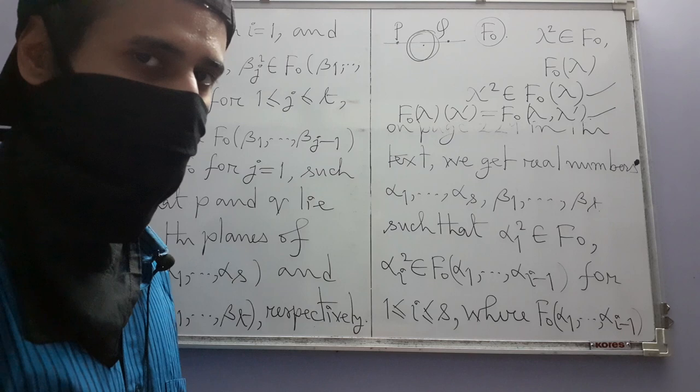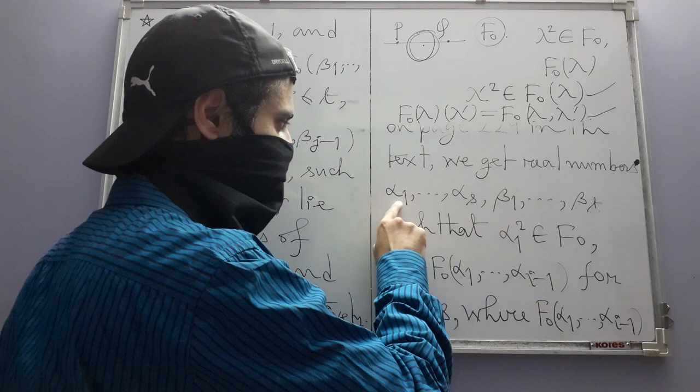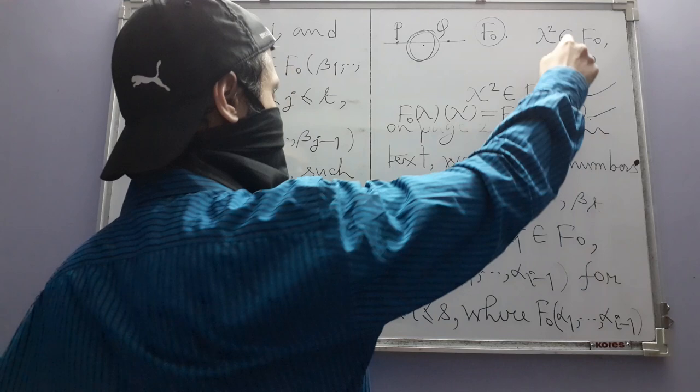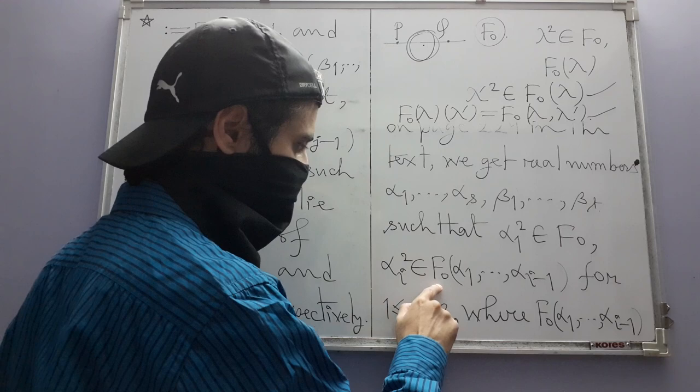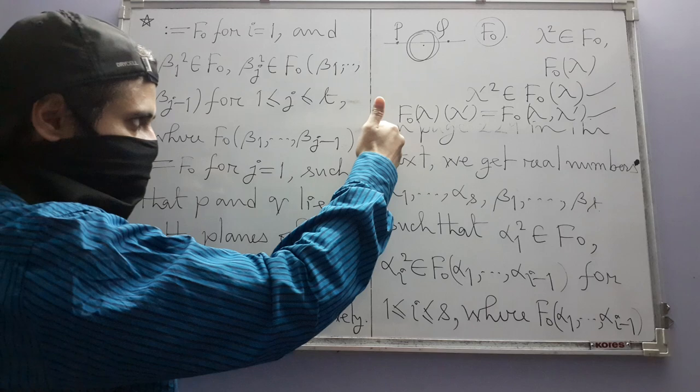You get the point. Now, by the time you get P, you would have obtained a finite number of real numbers, say alpha 1, alpha 2, up to alpha s. And they should behave like this: alpha 1 squared, the square of the first one, belongs to F naught, just like this one. And the square of the ith one belongs to this extension of F naught obtained by adjoining the previous alphas to F naught. You can see the pattern. You can continue this by seeing one more step, you get the pattern.